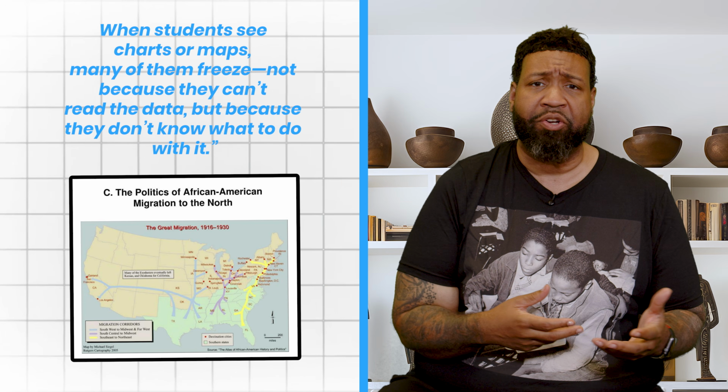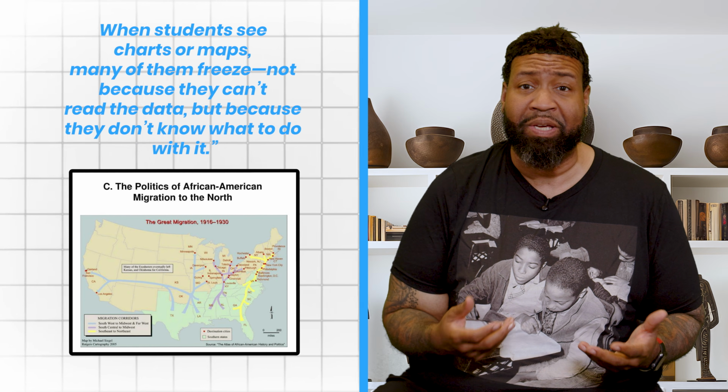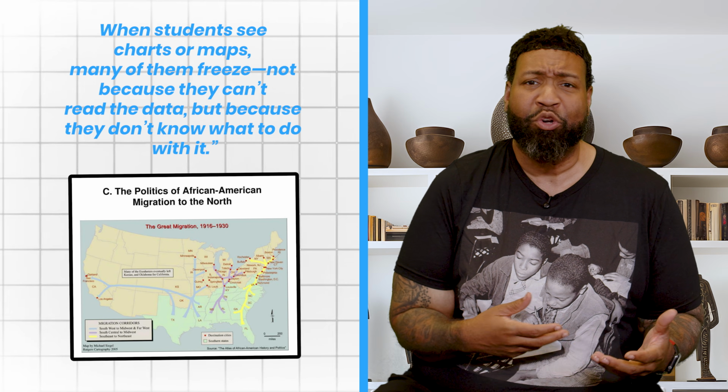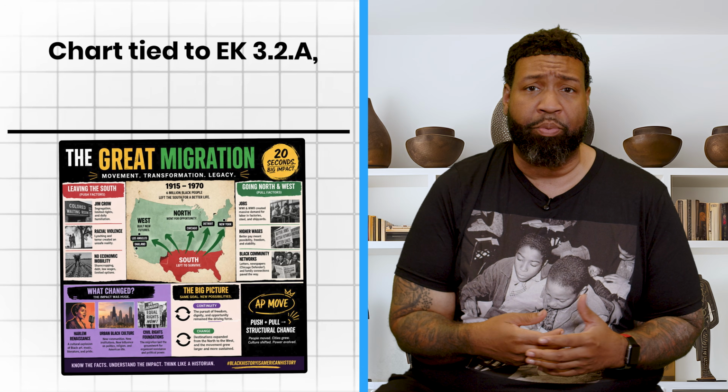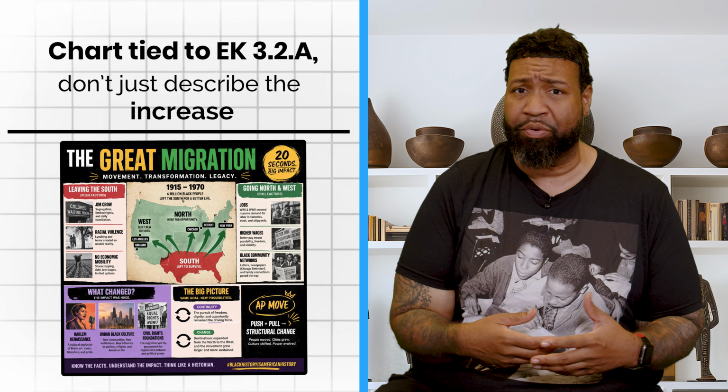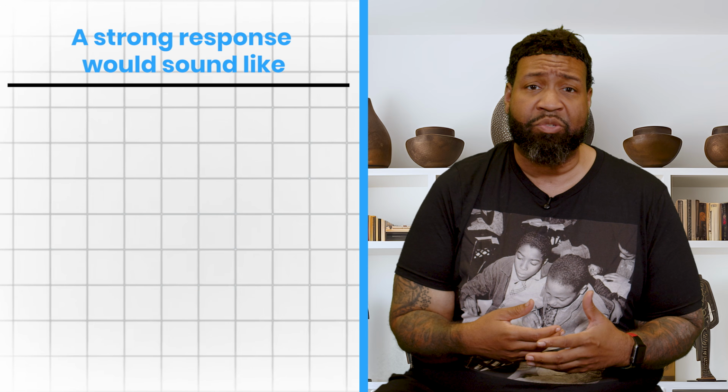When students see charts or maps, many of them freeze, not because they can't read the data, but because they don't know what to do with it. But the expectation here is exactly the same. You're being asked to interpret change over time and connect it to historical context. So if you're looking at the Great Migration chart tied to EK 3.2, don't just describe the increase of migrants. A stronger response would sound like this.